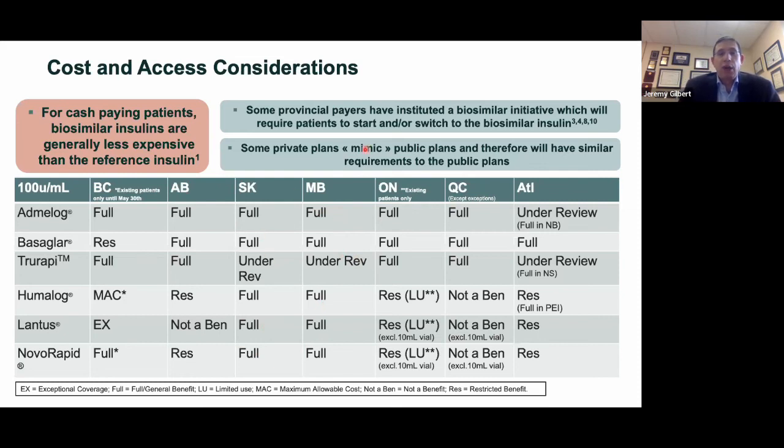Again, private and provincial payers are having different approaches to what's covered depending upon the product in the province. So just a call out for people to be familiar with that, and for cash paying patients to consider biosimilar insulins, as they generally are less expensive.